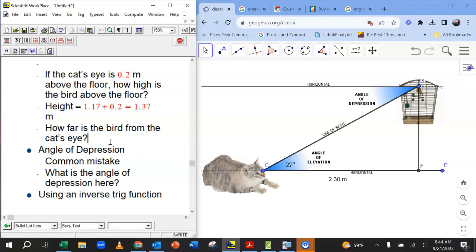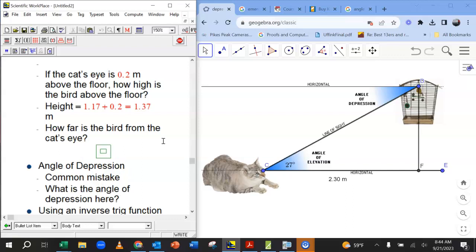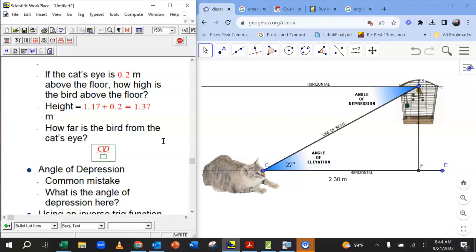Now, what about how far is the bird from the cat's eye? So that's going to be CD. Okay. So CD, now that's the hypotenuse. For the trig ratios that we've memorized so far, there are names for things where the hypotenuse is in the numerator, but we haven't learned them yet.